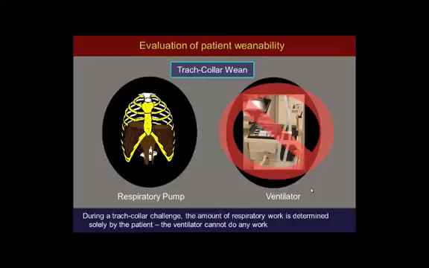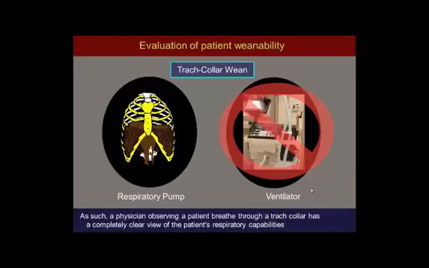So during a trach collar challenge, the amount of respiratory work that's being performed is determined solely by the patient. If you have a patient on a trach collar, the ventilator can do absolutely 0 work. And there's a difference between 0 and a small amount. These are very different concepts, right? And people often think that they're the same, that 0 and a little amount is the same. No, they're vastly different.